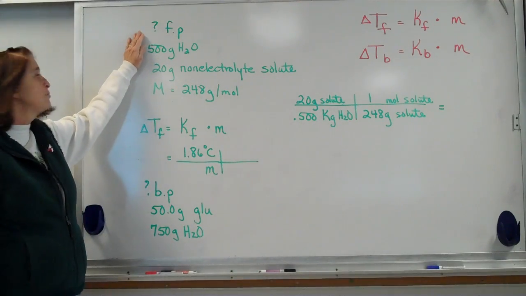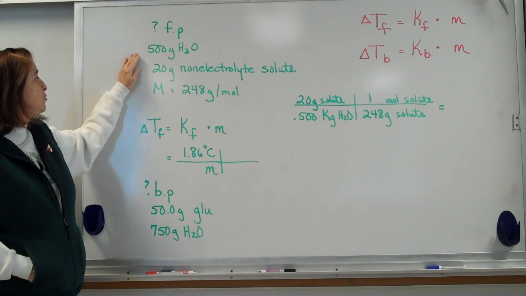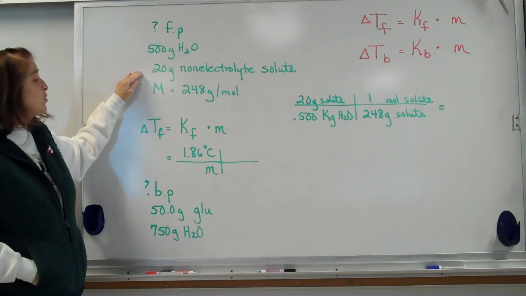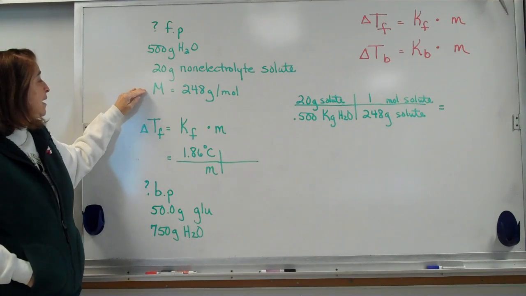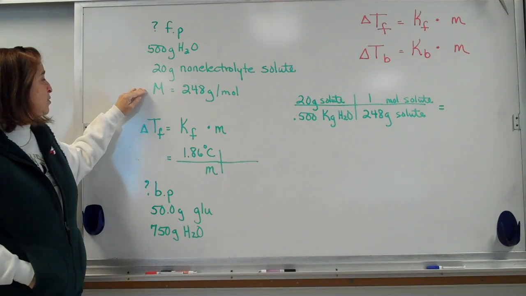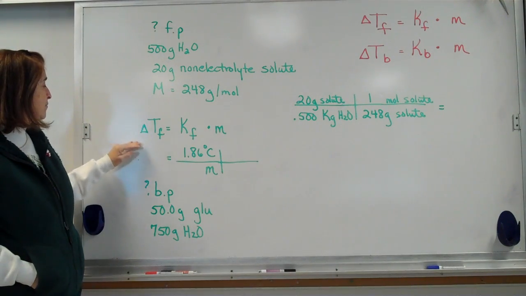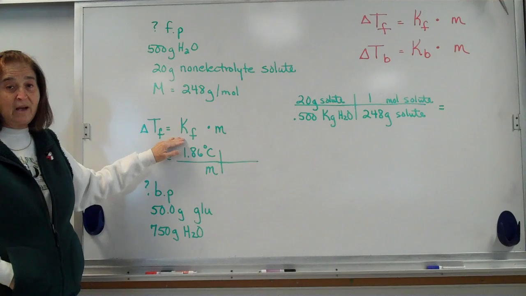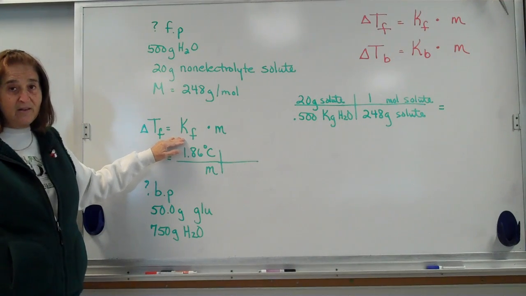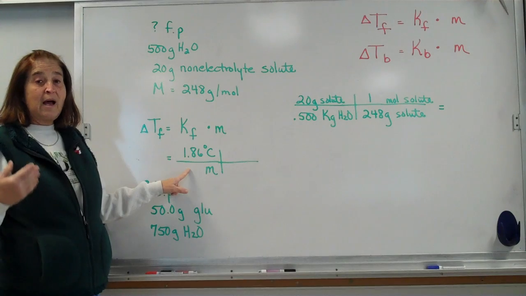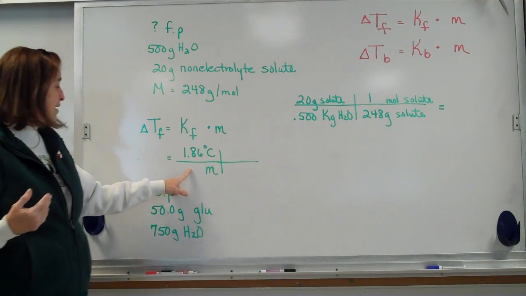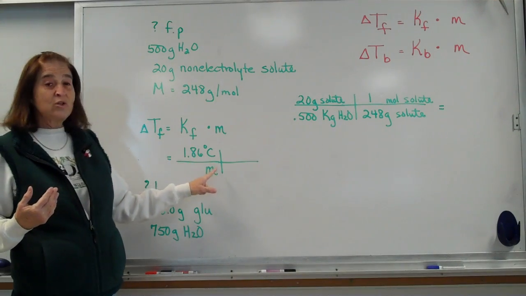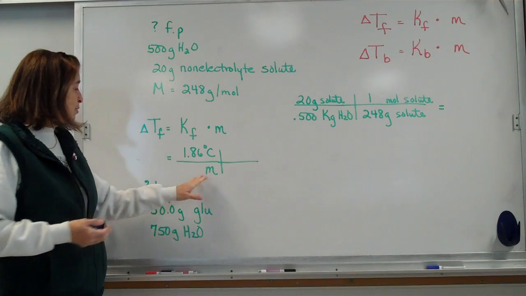What would the new freezing point be if we had 500 grams of water, 20 grams of a solute, I'm going to explain non-electrolyte later, and the molar mass of the solute was 248 grams per mole? Well, delta Tf is going to be equal to the molal freezing point constant. This is a constant value as long as you have water. I know that this value is going to go down, so you can either put a negative here or not. But it's going to change by 1.86 degrees Celsius per molal.